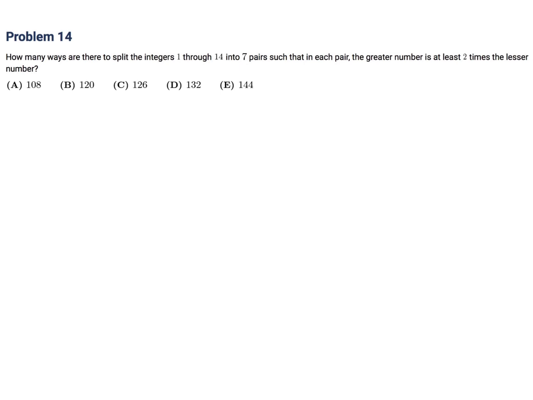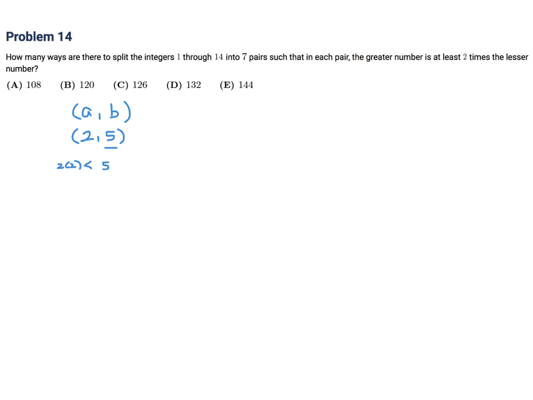How many ways are there to split the integers 1 through 14 into 7 pairs such that in each pair, the greatest number is at least 2 times the lesser number? All right, so we want to create a situation where we have pairs like A, B, and one such example is 2, 5. So according to the question, the greater number, which in this case is 5, is at least 2 times the lesser number. The lesser number is 2, 2 times that is 4, and 5 is indeed greater than 2 times that 2.